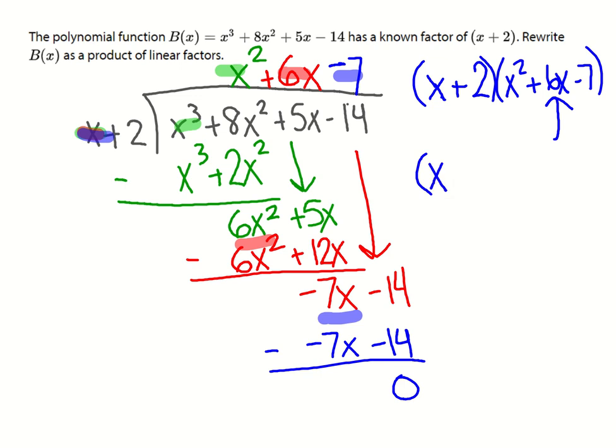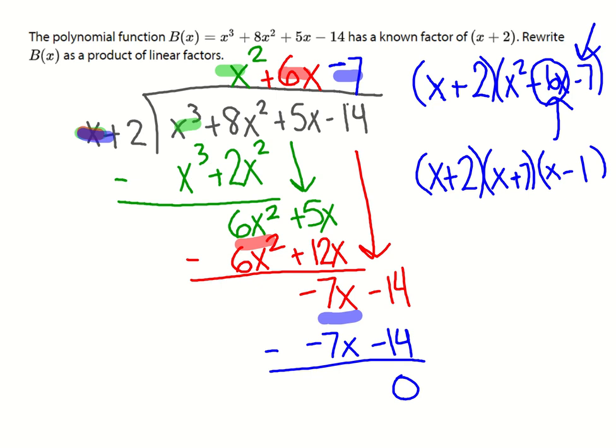I have my original x plus 2. Now I need to figure out two numbers that will multiply to get a negative 7, but add to get a positive 6. I know I have a positive 7 and a negative 1. That will multiply to get negative 7, but add to get positive 6.